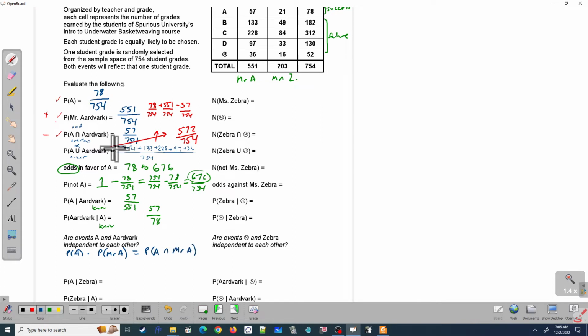Well, that's, again, where these particular numbers are really helpful. If I can show that 78 out of 754 times 551 out of 754 works out to be the same as 57 out of 754, and if I put this in the calculator, I'm going to find out, yes, it does. Then I can say they are independent. And that's it. That's all you have to do.